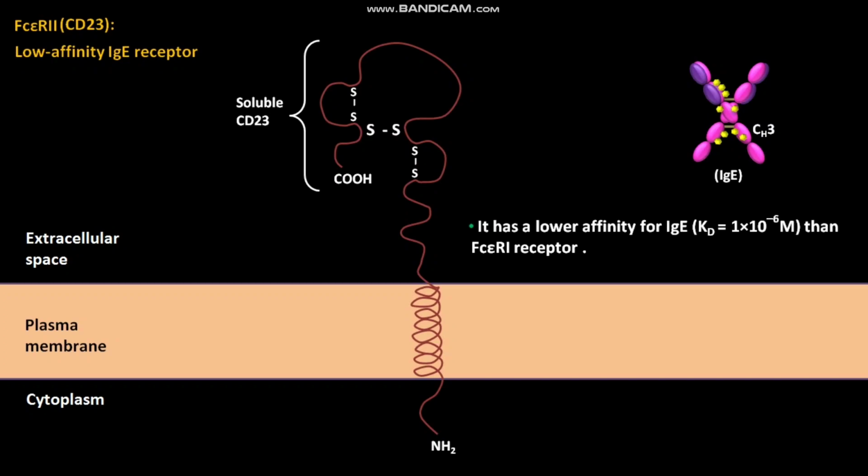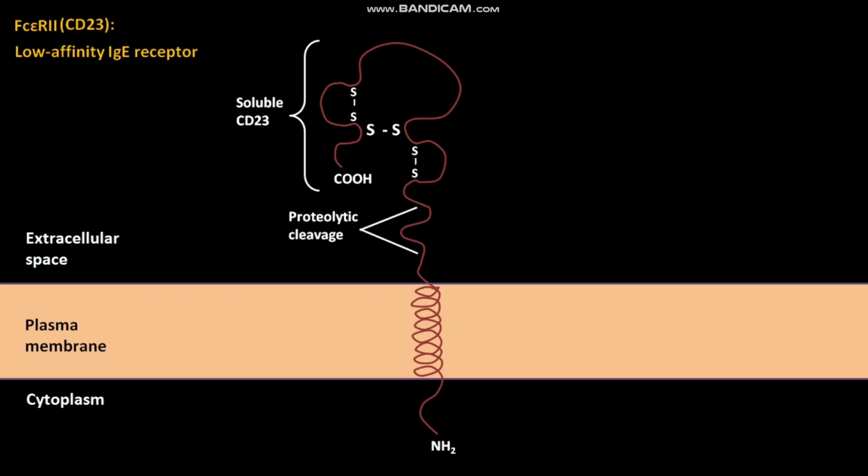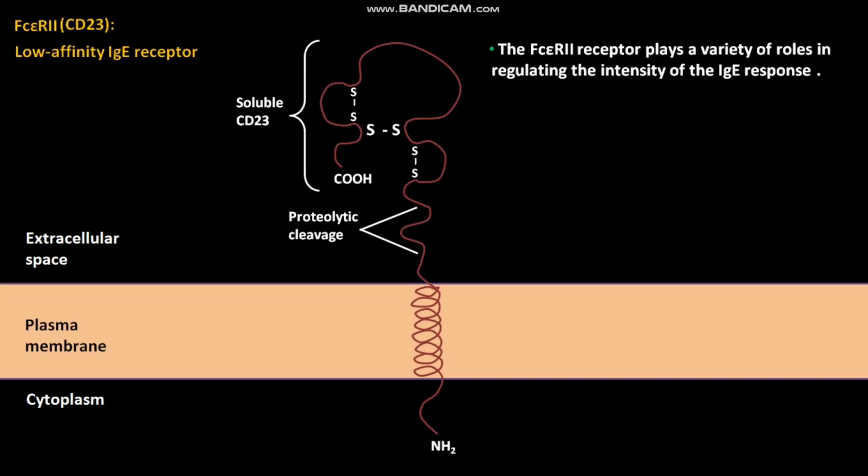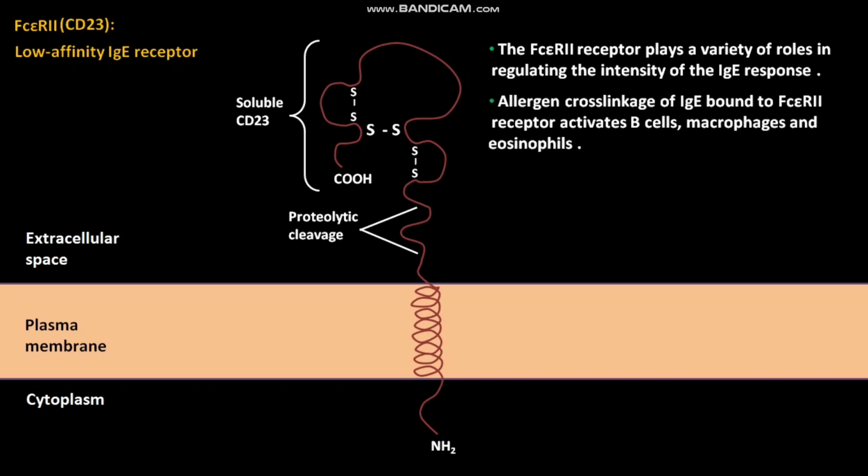It has a lower affinity for IgE, Kd equal to 1 × 10^-6 molar, than the Fc epsilon R1 receptor. It has a proteolytic cleavage domain. The Fc epsilon R2 receptor plays a variety of roles in regulating the intensity of the IgE response. Allergen cross-linkage of IgE bound to the Fc epsilon R2 receptor activates B cells, alveolar macrophages and eosinophils.